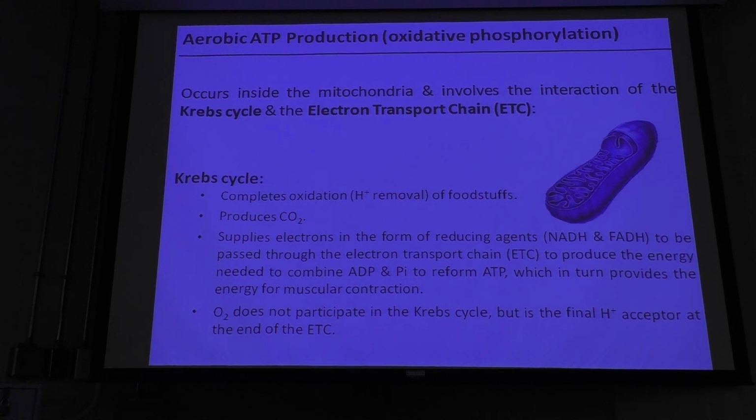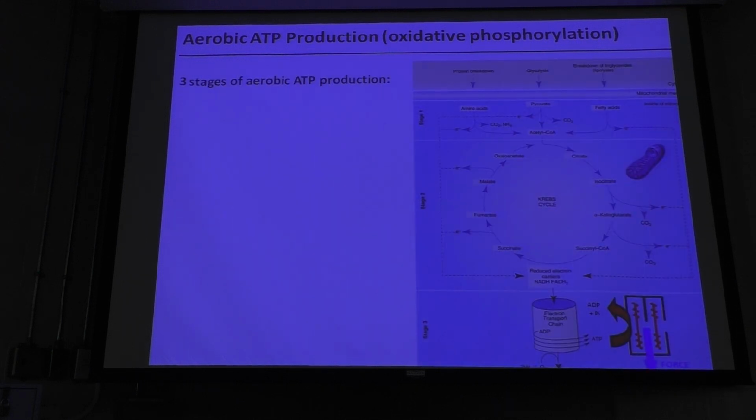So if there's not enough oxygen moving the electron transport chain, basically you'll back up and the Krebs cycle won't operate effectively. So in this way, there is a relationship between oxygen and Krebs cycle activity. Okay? So, oxidative phosphorylation occurs in 3 phases.